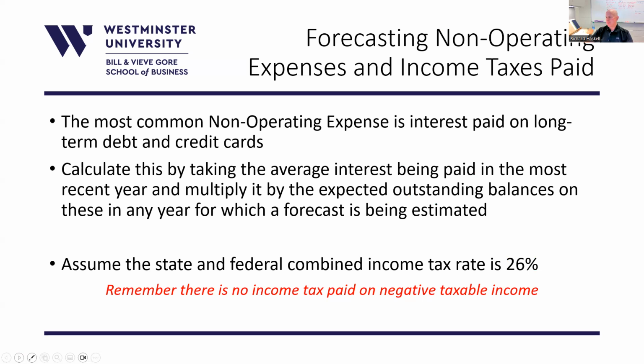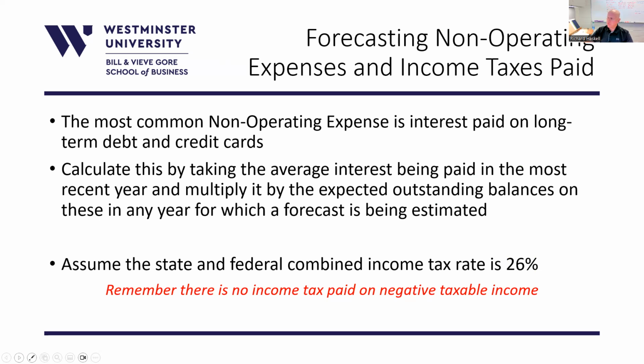We then have to think about the non-operating expense, which we call state or federal income tax. And unless you have better information, you're always going to forecast this at 26%. And so we would take whatever our taxable income and multiply it by 26%, which breaks down to 21% federal and 5% state on average.